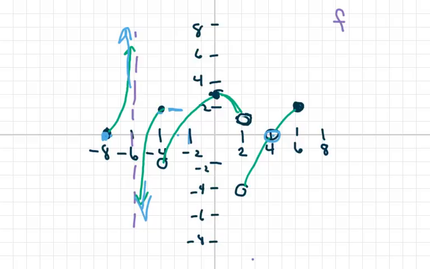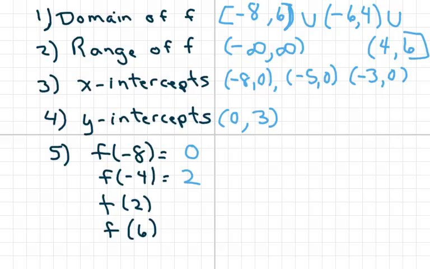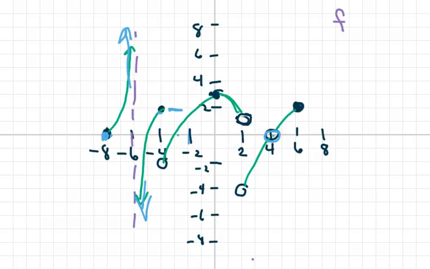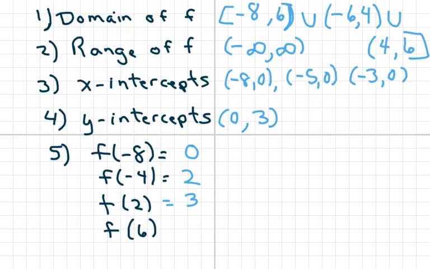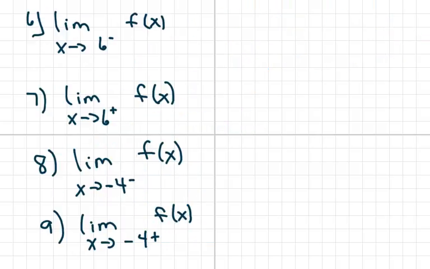F of 2, let's see, goes to 3. I'm going to put 3 here. And f of 6, whoops, sorry, f of 6 goes to 2. So f of 6 goes to 2. So that's just basic stuff you should have learned in pre-cal. Now let's do the limits.